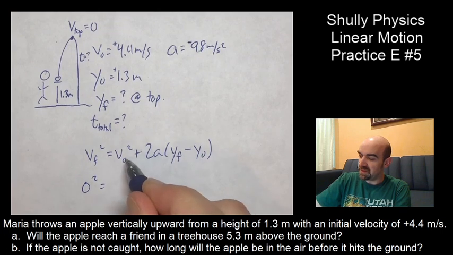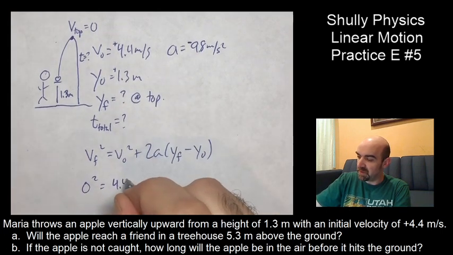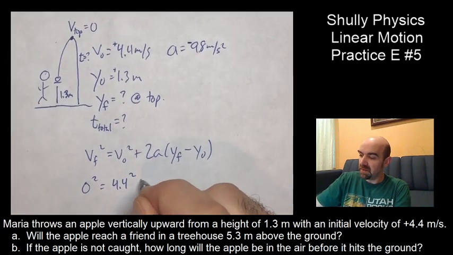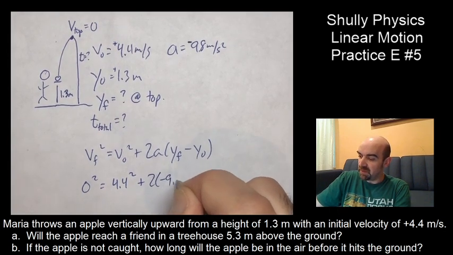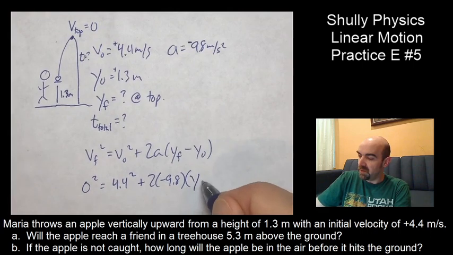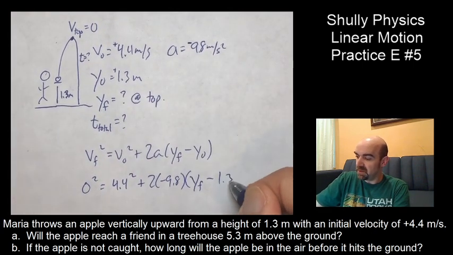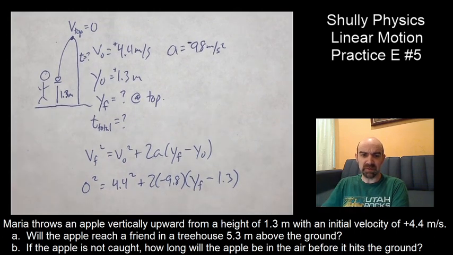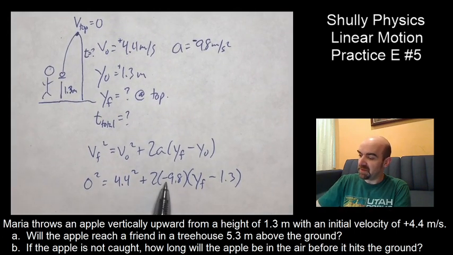The initial velocity at the bottom is 4.4. Don't forget to square that. Acceleration is negative 9.8. Then we're going to plug in the unknown y final, and y initial is 1.3. So let's see what we can do with this. And it's nice that we're going to have a negative here. You can see it's really important.